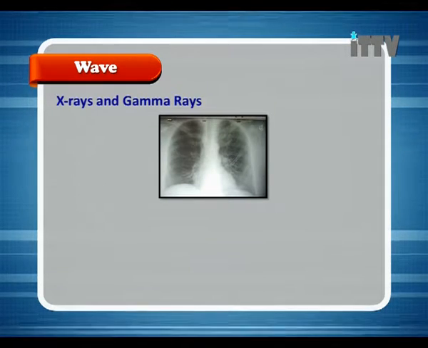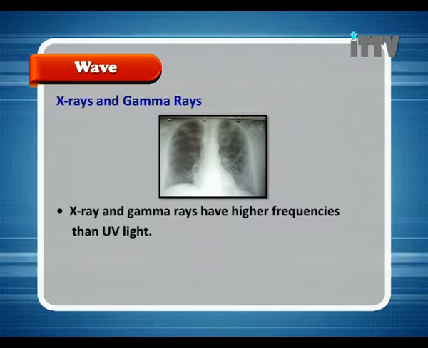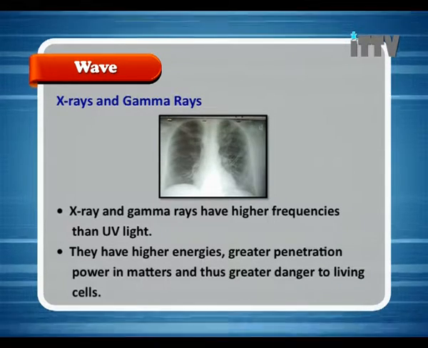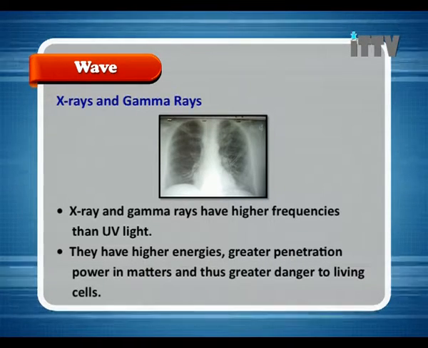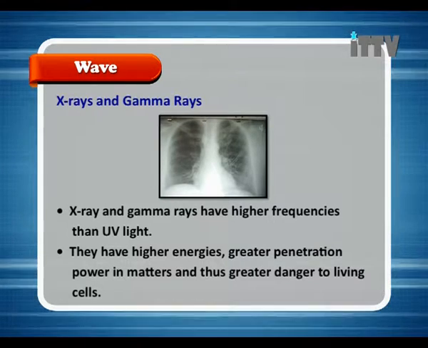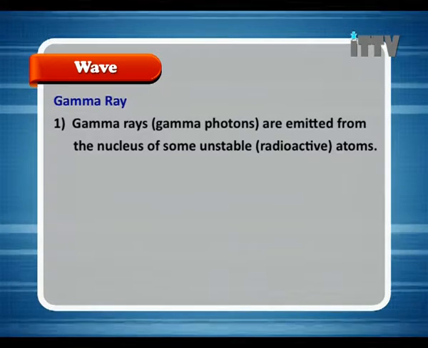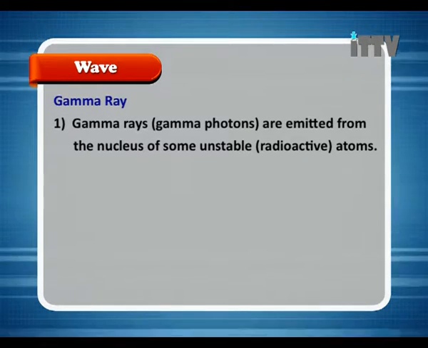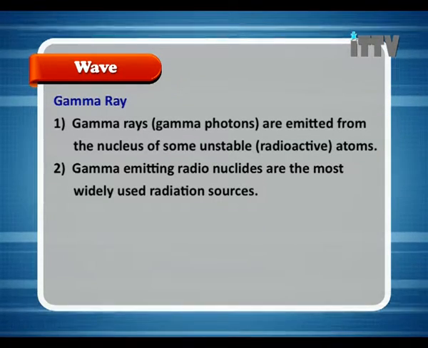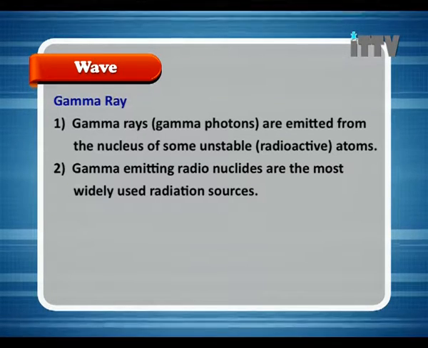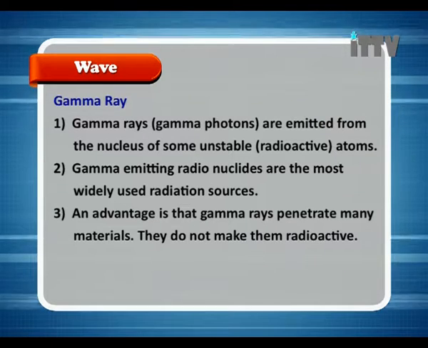X-ray and gamma rays. X-ray and gamma rays have higher frequency than ultraviolet light. They have higher energies, greater penetration power in matter, and thus greater danger to living cells. Gamma rays, gamma photons, are emitted from the nucleus of some unstable radioactive atoms. Gamma-emitting radionuclides are the most widely used radiation sources. An advantage is that gamma rays penetrate many materials. They do not make them radioactive.